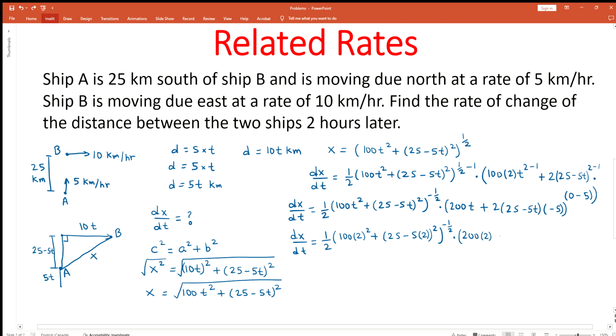Two times negative 5 is negative 10. In the first parentheses, 2 square is 4 and 100 times 4 is 400. In the second part, 5 times 2 is 10, 25 minus 10 is 15. 200 times 2 is 400. 5 times 2 is 10, and 25 minus 10 is 15. Fifteen square is 225. 400 plus 225 is 625. 10 times 15 is 150. 400 minus 150 is 250.